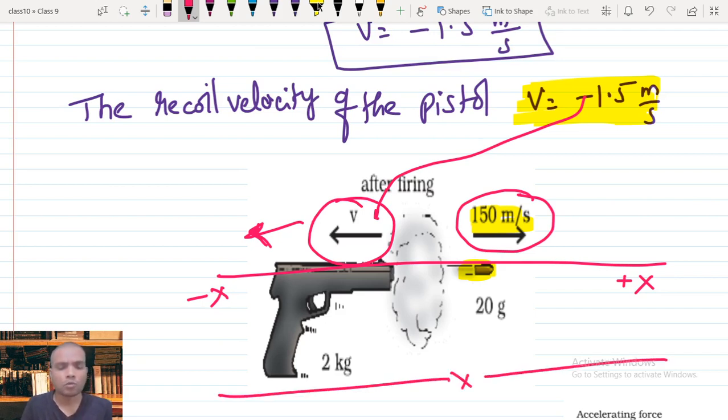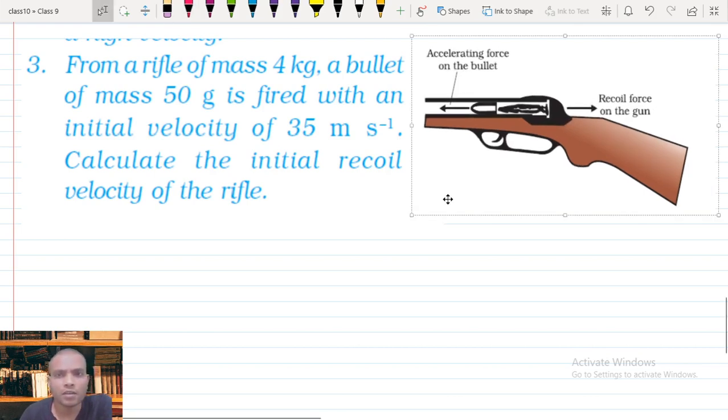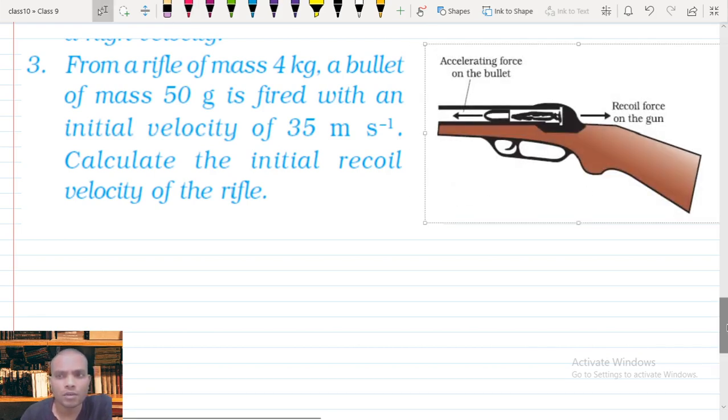Let's try to solve one more problem. Same model problem. From a rifle of mass 4 kg, a bullet of mass 50 grams is fired with an initial velocity of 35 meter per second. Calculate the initial recoil velocity of the rifle. Same thing, here we need to find the recoil velocity of the rifle.